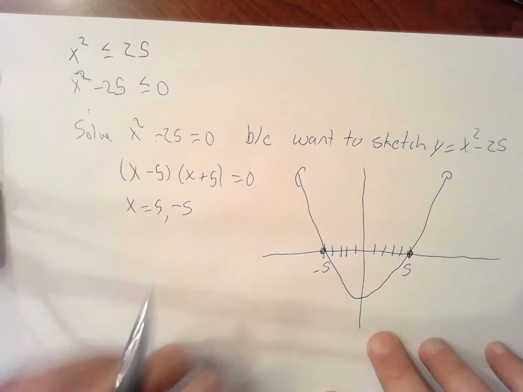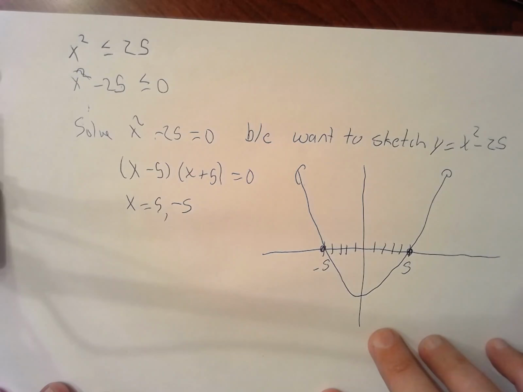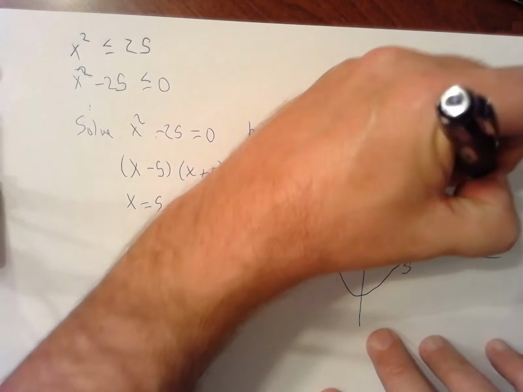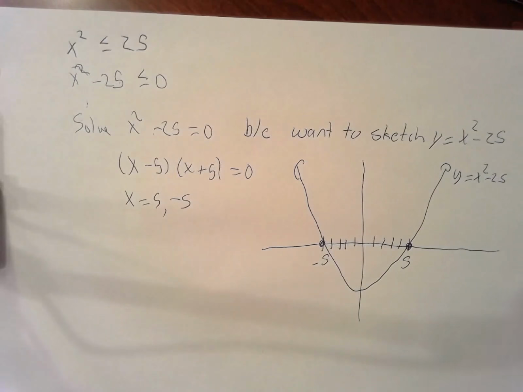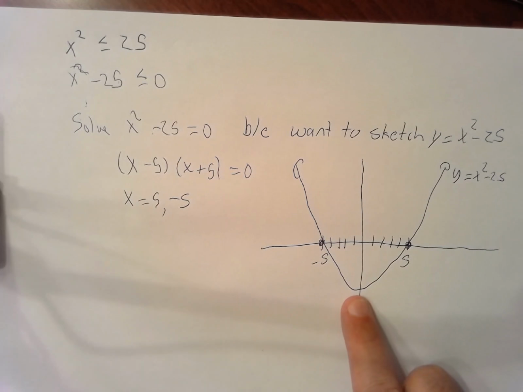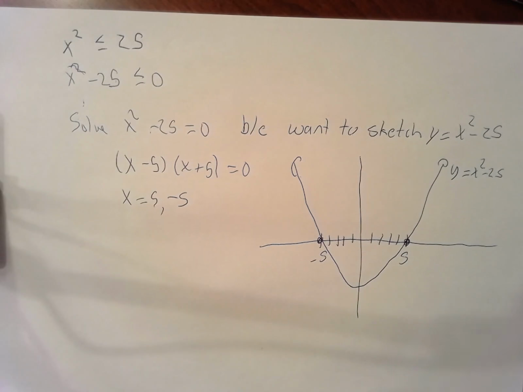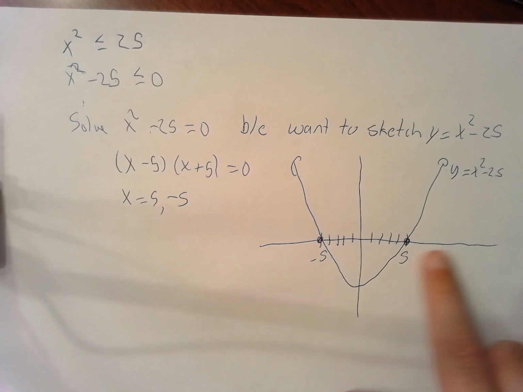There's the graph of y equals x squared minus 25. It's not a perfect graph. I didn't label the y-intercept, which happens to be the vertex. I don't care about that. All I really care about are the x-intercepts.